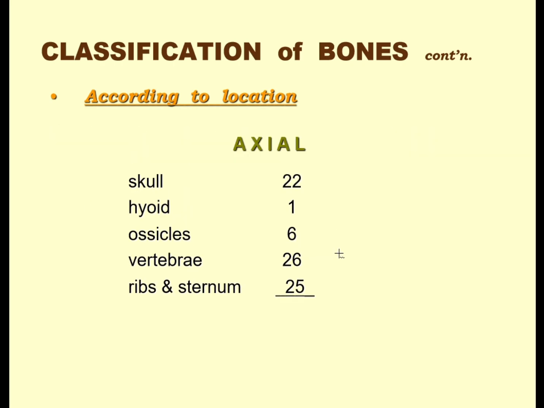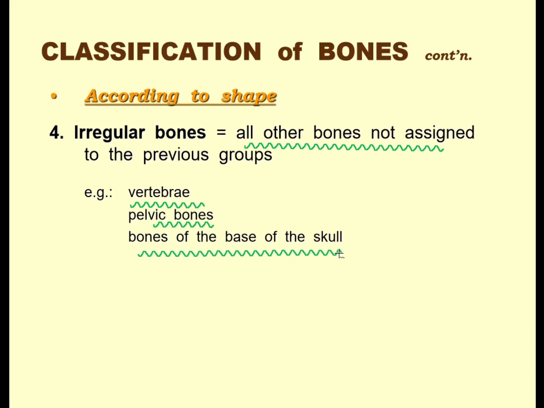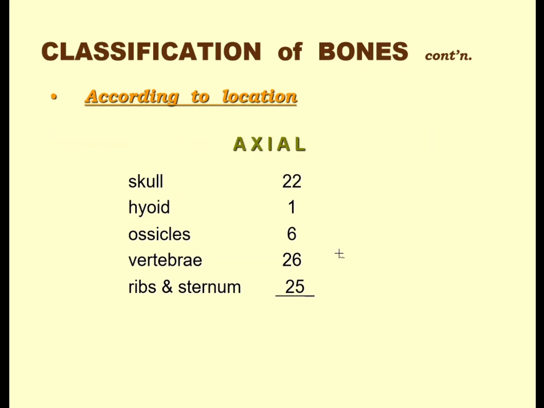In the next lecture, number 2, we discuss the classification of bone and mainly cover the axial part. In this lecture we only studied the whole system, the classification of bone and some bone names. Next class we discuss the axial skeletal system. I hope you understood the lecture. Thank you everyone.